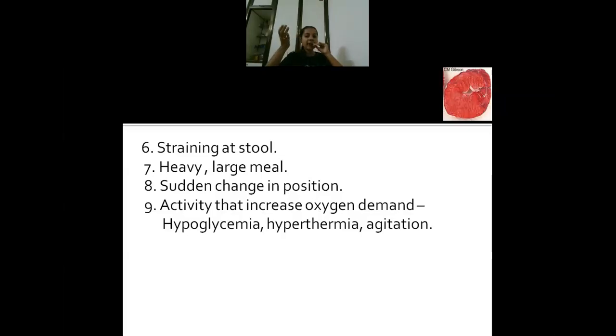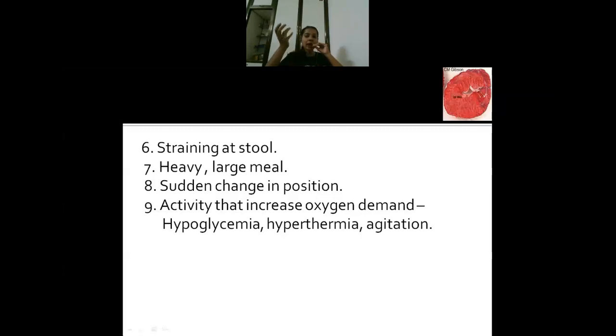Next one is heavy large meal. This we have almost discussed in most of the cardiovascular conditions. So what happens here? Because of the large or heavy meal, that also can trigger the MI. Okay. Next, moving on to sudden change in the positions. That also can trigger MI.